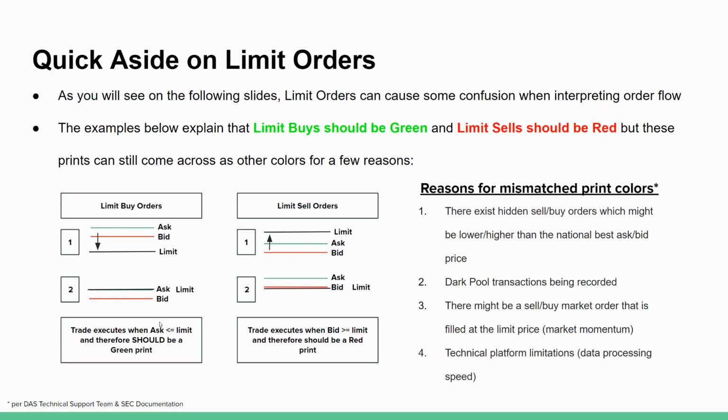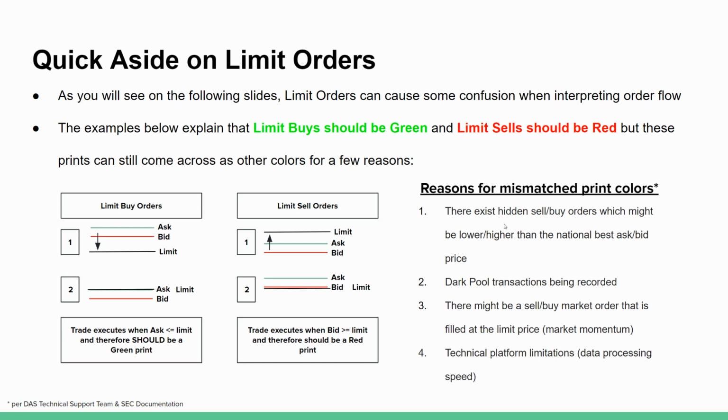However, after talking to my platform technical support for several hours via emails and chats, there are several reasons that will cause this not to be the case. Okay, so basically a limit buy could print as red, a limit sell could print as green because of one of these four main reasons.